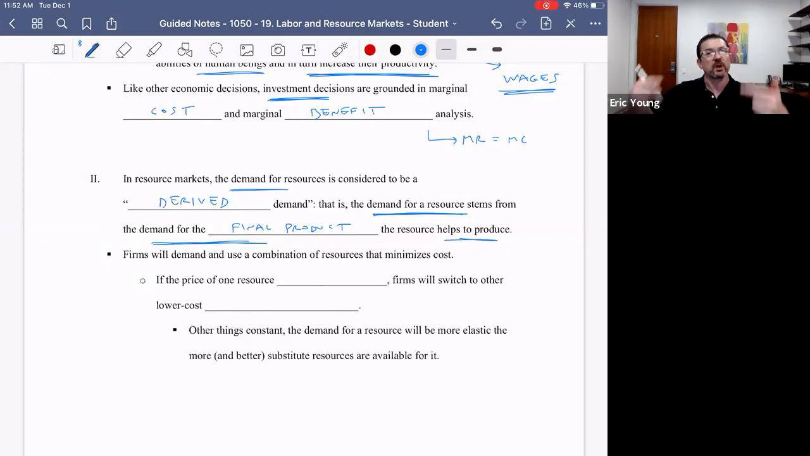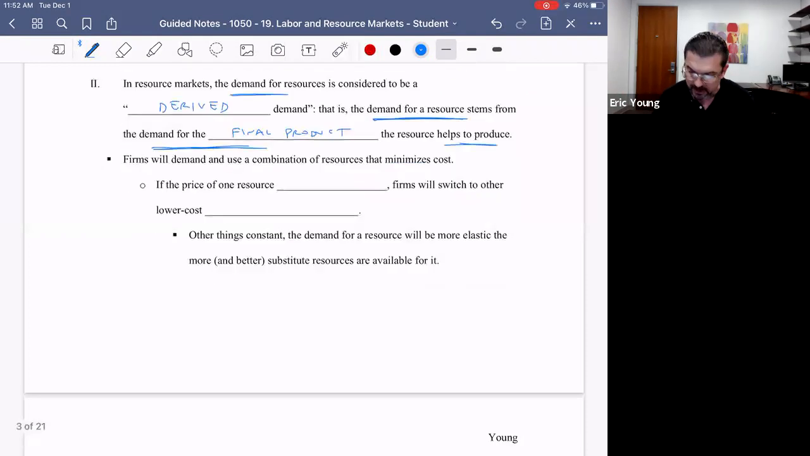And that would then trickle down to me, because as a laborer, my demand is derived. And if there's a drop in the demand for econ classes, there's going to be a drop in the demand for econ professors, because our labor, like all labor, is derived demand. Okay, so that's derived demand.